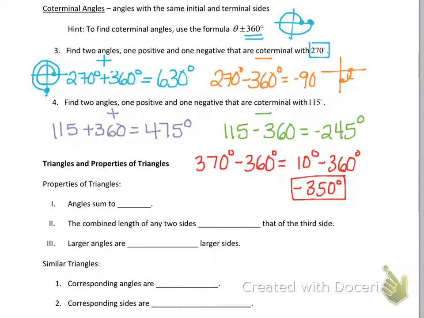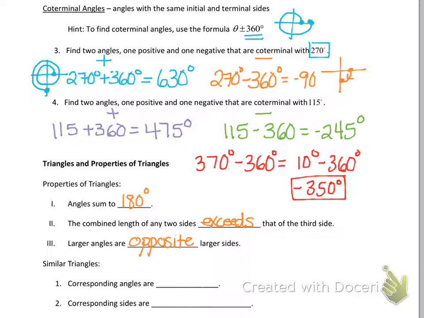So, some refresher with triangles. We know that triangles add to give you 180 degrees, all their angles do. And if you take the combined length of any two sides, that exceeds that of the third side. And then larger angles are opposite the larger side.